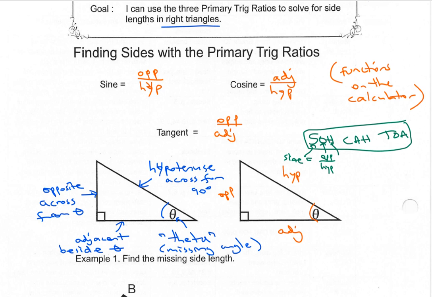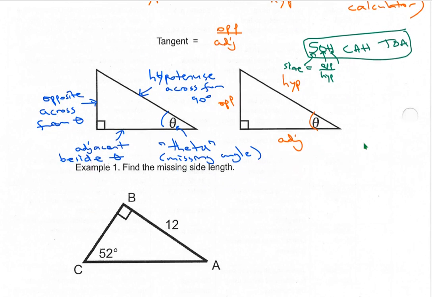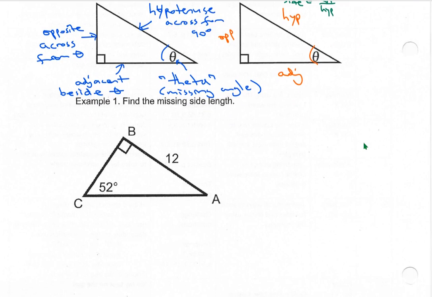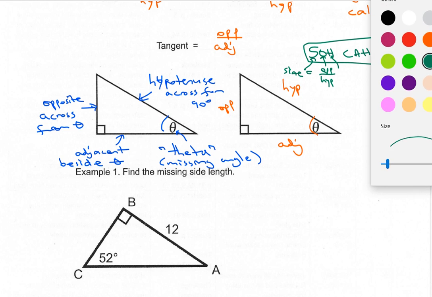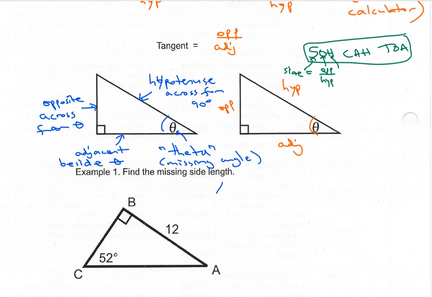Okay, so what are we going to do with this information? And remember I said they're functions on a calculator. So where does the calculator come in? So we're going to do an example that's going to use your calculator. Now when we use a calculator for trigonometry, we have to make sure that the calculator is what's called in degree mode. Degree mode.